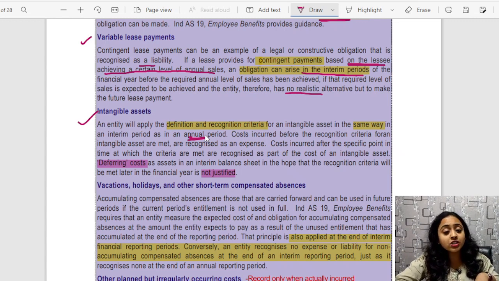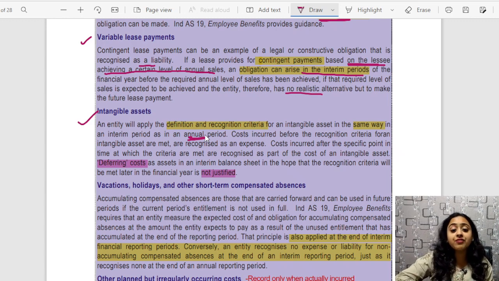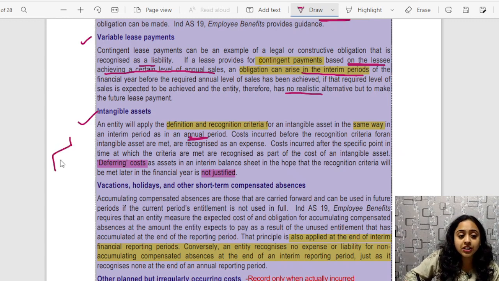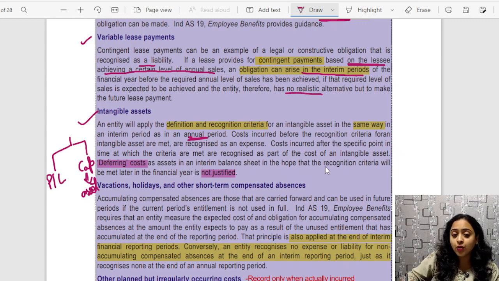But cost incurred before the recognition criteria for an intangible asset are met is recognized as an expense. Cost incurred after the specific point in time at which the criteria are met are recognized as part of the intangible asset. As you know, before such recognition criteria, it goes to P&L, and after recognition, it gets capitalized and added to the asset part. So if this happens, then deferring cost as an asset in an interim balance sheet in the hope that the recognition criteria will be met in the financial year is not justified.